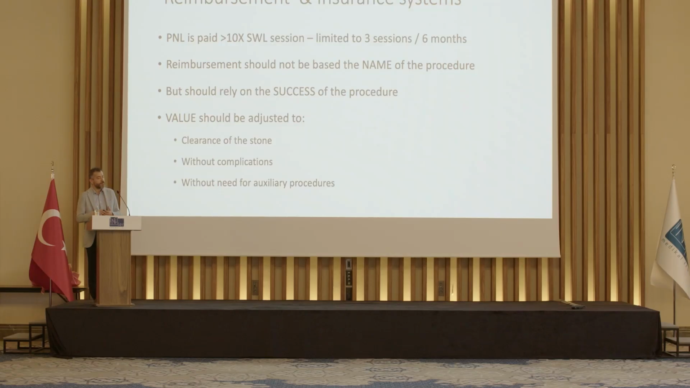And this should actually be corrected. The reimbursement by the insurance is mainly based on the name of the procedure, but it should be based on the success of the procedure. If you treat your patient successfully, whatever you use, the reimbursement should be the same. And if this is the case, most urologists will select shockwave lithotripsy over ureteroscopy or PCNL in most of the cases. The reimbursement for stone surgery should be adjusted to the clearance of the stone without any complications and without need for an auxiliary procedure. So if you are doing 2 or 3 sessions of auxiliary ureteroscopy, then in the end, it's not a successful procedure.